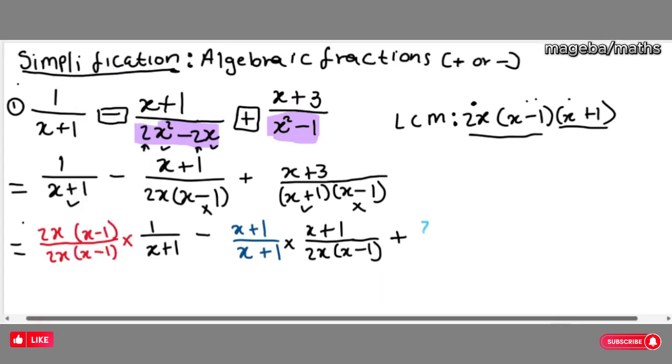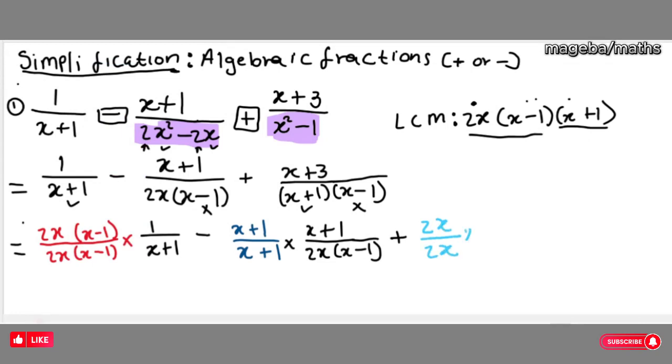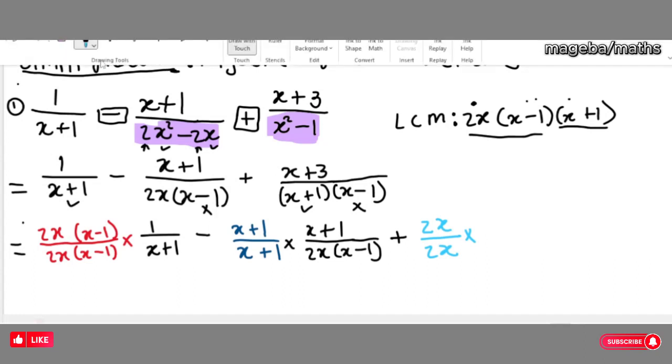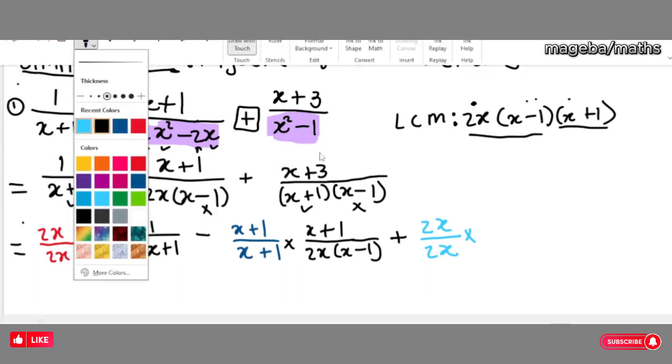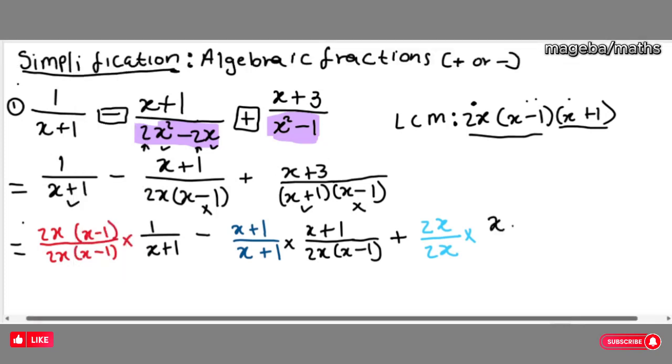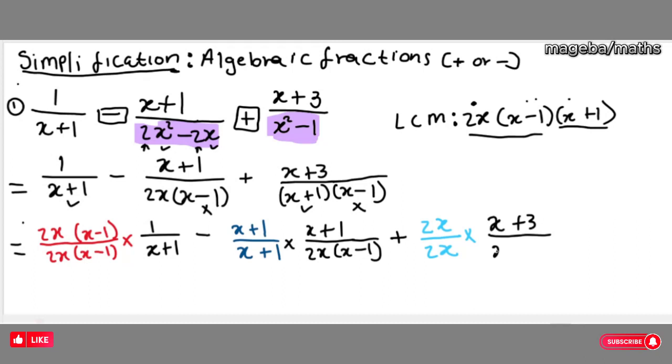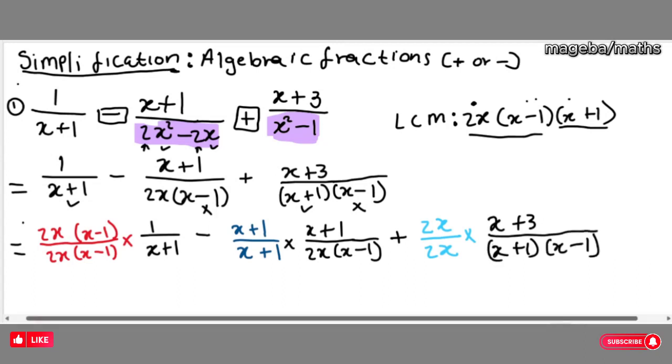So I'm going to say 2x on the numerator all over 2x also on the denominator times this same fraction that I have here. So it's going to be x plus 3 all over x plus 1 into x minus 1. I hope everyone sees everything that I'm doing here.